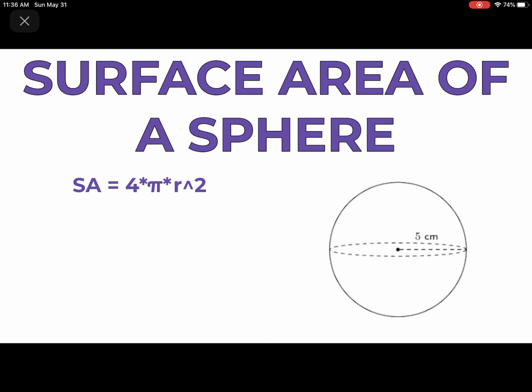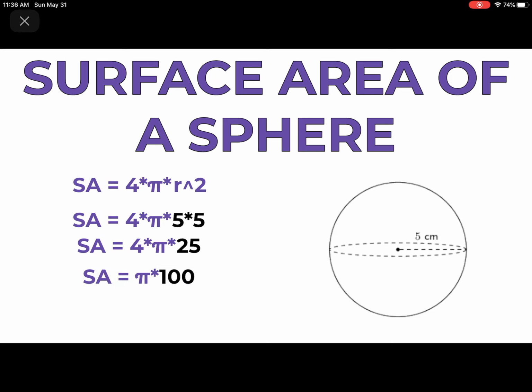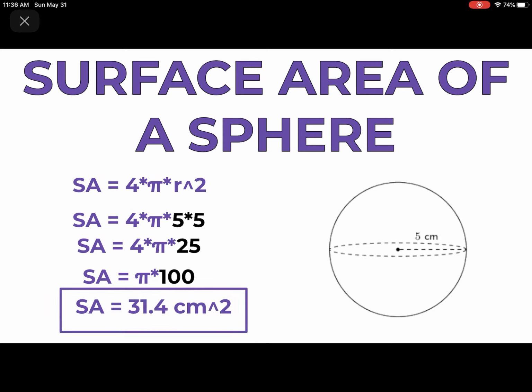Okay, so we'll start with this first example. Our radius is 5, so when we plug things in, SA equals 4 pi times 5 times 5, or 4 pi times 25. Since multiplication is commutative, I can multiply 4 and 25. So now I have surface area equals 100 pi. So my surface area is 314. And since our radius is in centimeters, it is centimeters squared.